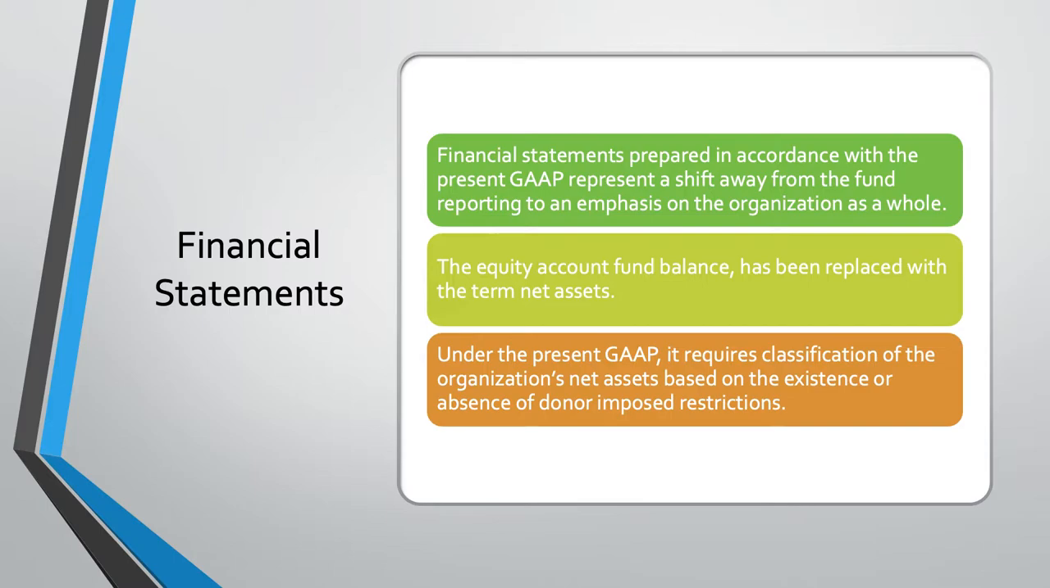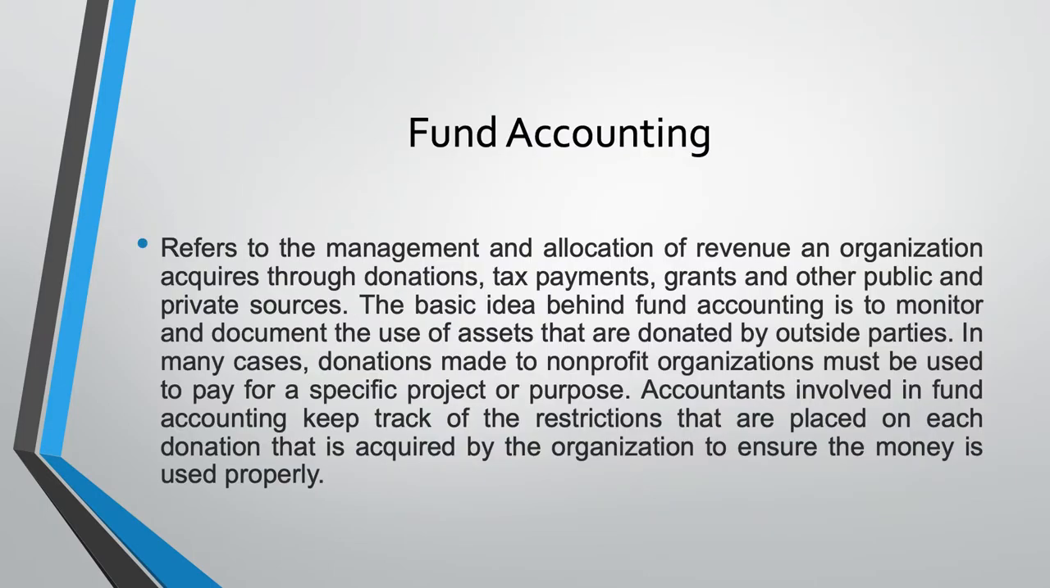Under the present GAAP, it requires classification of the organization's net assets based on the existence or absence of donor-imposed restrictions. Okay, so accountants involved in fund accounting keep track of the restrictions that are placed on each donation that is acquired by the organization to ensure the money is used properly. Because some will just receive donations and grants which are restricted. Okay, there are restricted funds.